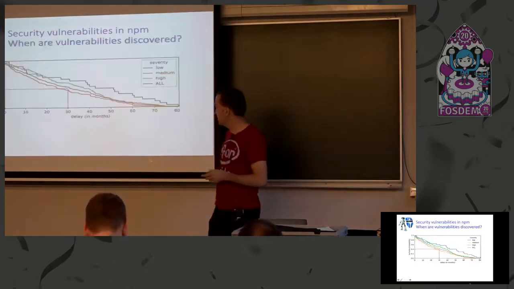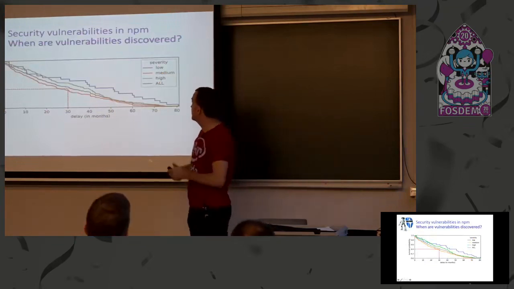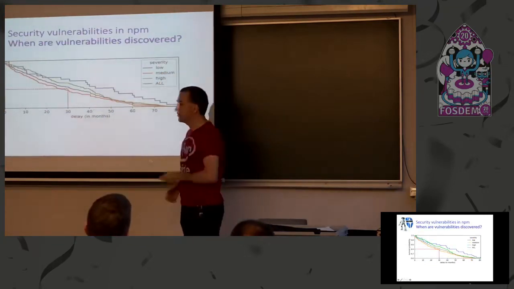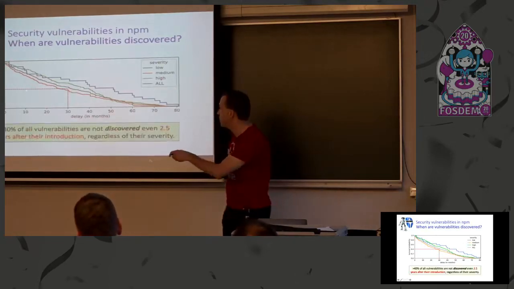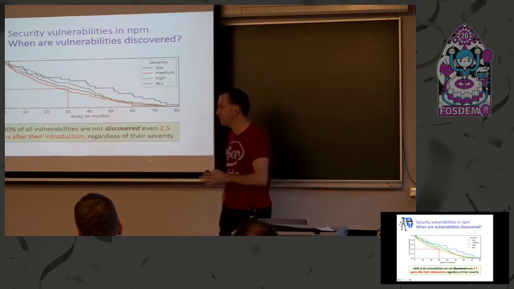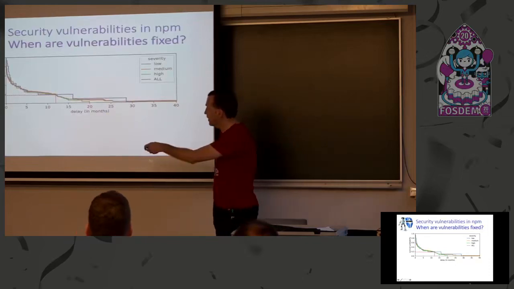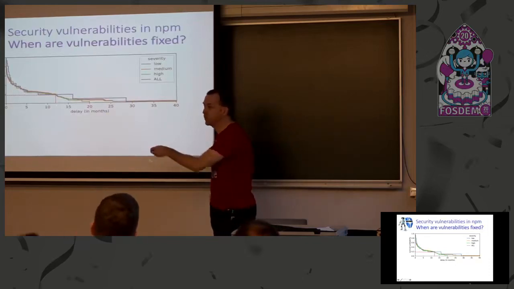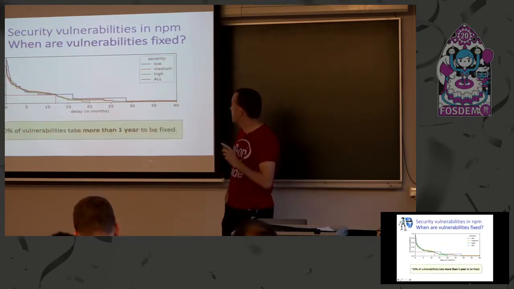72,000 dependent packages. We did some survival analysis to find out how long it takes to discover a vulnerability. Basically, here you can see that after 2.5 years, 30 months, there's still 40% of the vulnerabilities that are not discovered. How long does it take to fix a vulnerability? Basically, after 1 year, there is still about 20% of vulnerabilities that are not fixed yet.